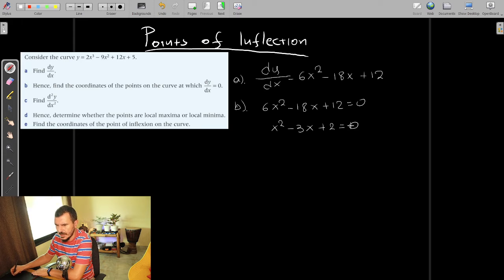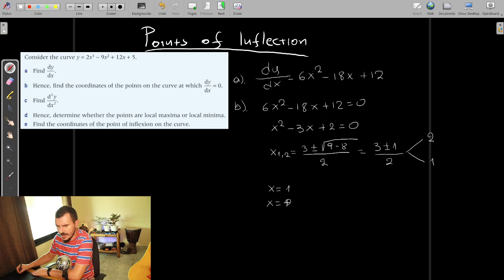equals 0. Here I will use the quadratic formula, x1,2 equals minus b plus minus the square root of b squared minus 4ac, over 2a, which is 3 plus minus the square root of 9 minus 8, over 2, which is 3 plus minus 1 over 2. So the solutions are 3 plus 1, 4, divided by 2, 2, and 3 minus 1, 2 over 2, 1. So the solutions are x equals 1 and x equals 2. This is where my first derivative is 0.